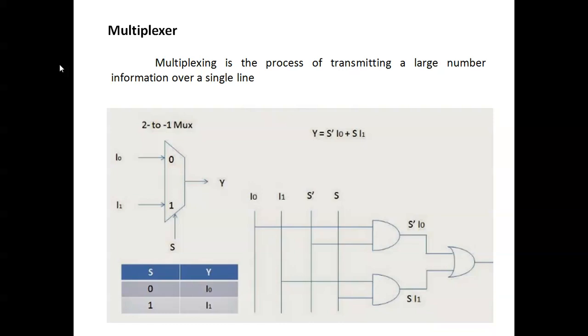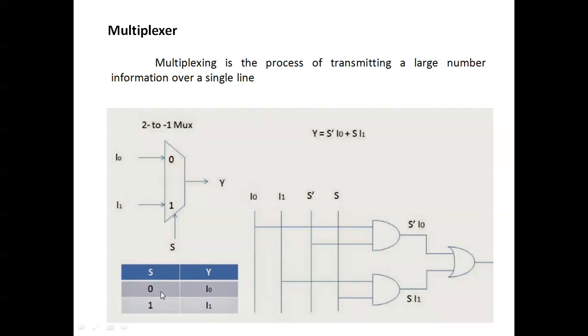So multiplexing is the process of transmitting a large number of information over a single line, and that is called a multiplexer. So this is a 2 to 1 mux. Actually, 0 and 1 are there. There are inputs, an output, and a select line. So there is one select line, and based on the select line you get the output.